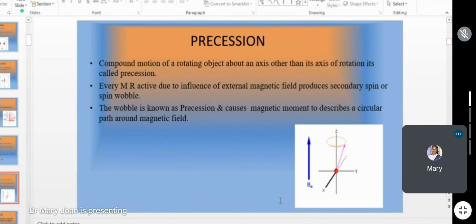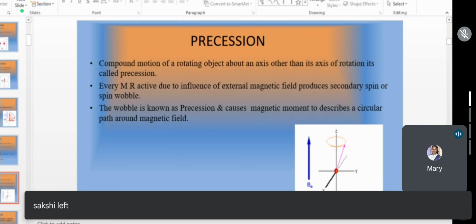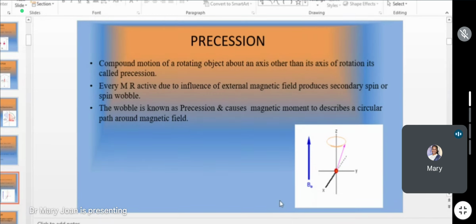And precession: the compound motion of a rotating object about an axis other than its axis of rotation is called precession. So any motion other than about the axis of rotation is called precession. Every MR active nucleus, due to the influence of the external magnetic field, produces a secondary spin or spin wobble. So the wobble is known as precession and causes the magnetic moment to describe a circular path around the magnetic field. So you can see this circular path or the wobbling of the nuclei. That, in addition to its actual spinning about its own axis, is called the precession.